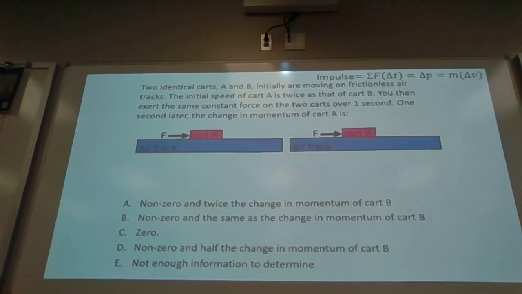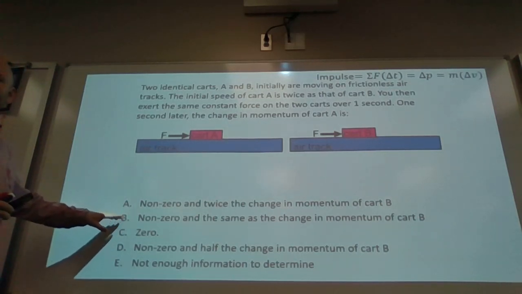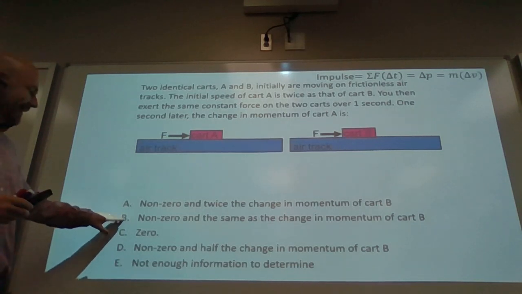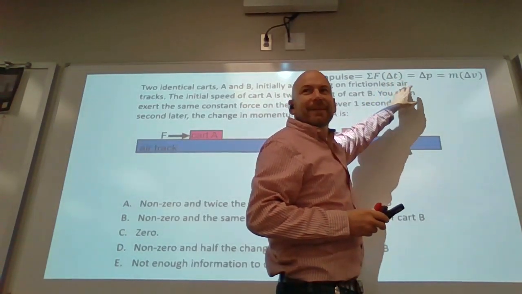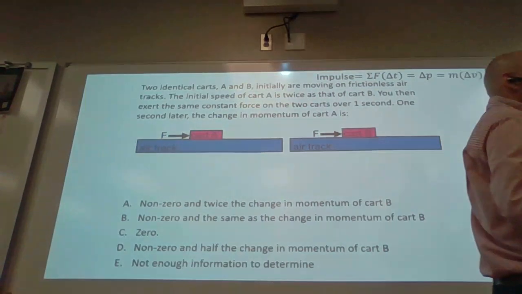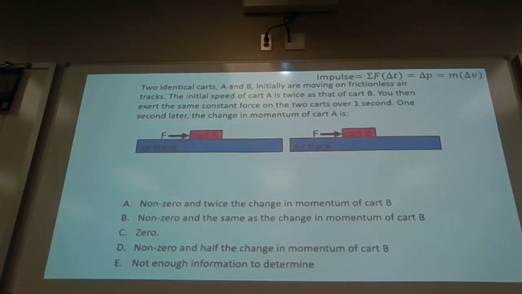Correct answer is C. No, not C. B. Okay. Experiences the same force for the same amount of time. Therefore, they will both experience the same change in momentum. Now, A is going to have a greater momentum at the end. It has more momentum. It's going faster. Okay? But it's not asking for the final momentum. It's asking for the change in momentum.